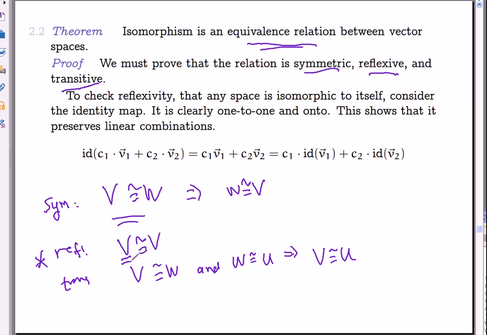Reflexivity means that any vector space is isomorphic to itself. So what that means is that we need to exhibit a mapping that's one-to-one onto and also preserves operations. All right, now there's a clear candidate for a mapping that's one-to-one onto and preserves operations: the identity map. The identity map maps every vector in V to itself. All right, id_V takes V to V, and id_V operating on vector v is equal to vector v.